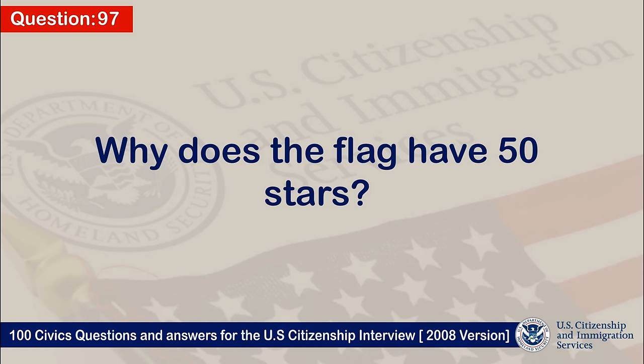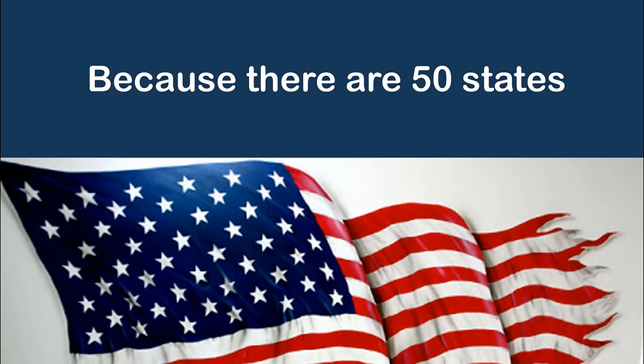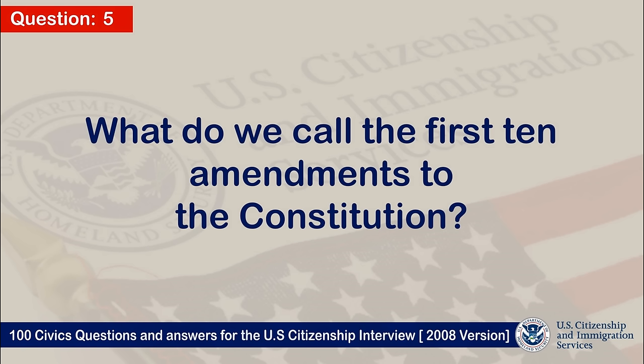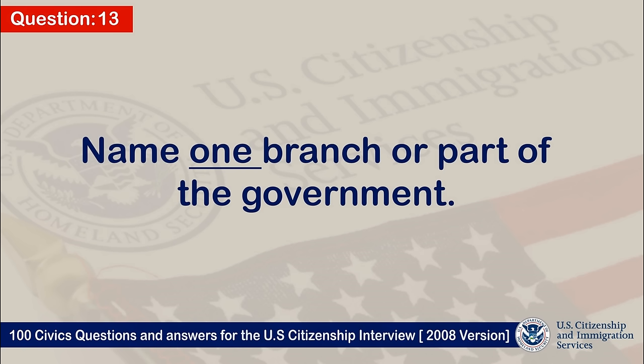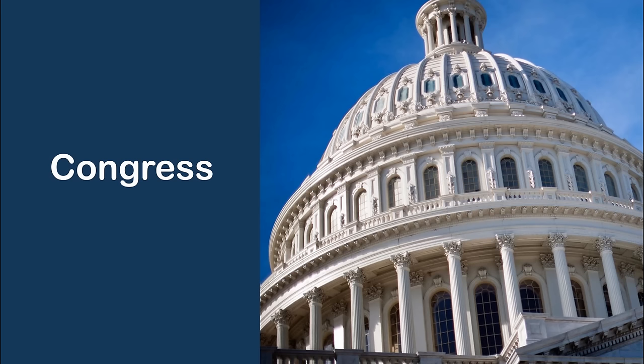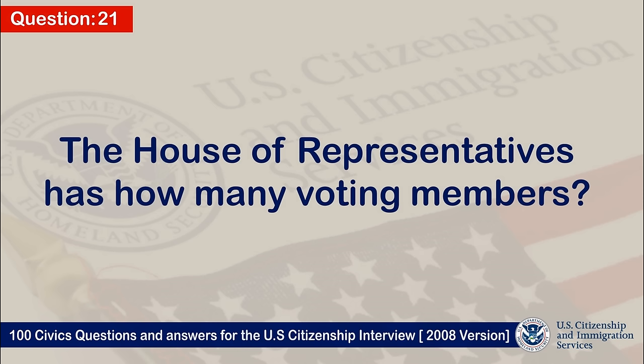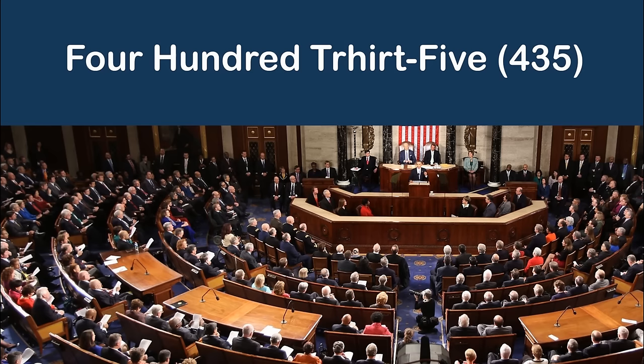Why does the flag have 50 stars? Because there are 50 states. What do we call the first 10 amendments to the Constitution? The Bill of Rights. Name one branch or part of the government. Congress. The House of Representatives has how many voting members? 435.